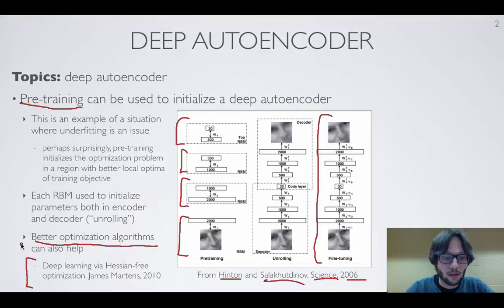There's this paper, Deep Learning via Hessian-Free Optimization by James Martens in 2010, that showed that instead of using stochastic gradient descent, if you use a more sophisticated second-order optimization, we could actually get really good results even without pre-training with unsupervised learning. I'm mentioning this because the deep autoencoder is a model often used for evaluating better optimization algorithms in the context of neural networks, in the context of deep learning.